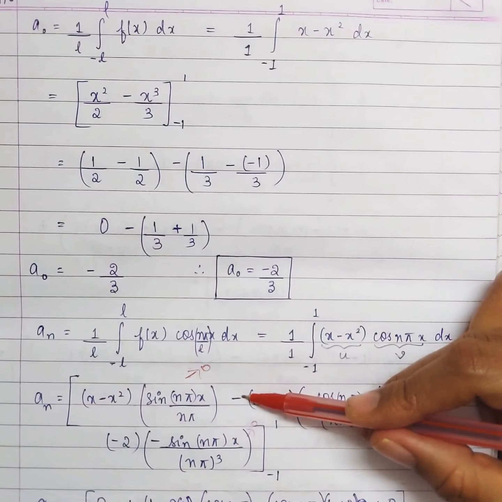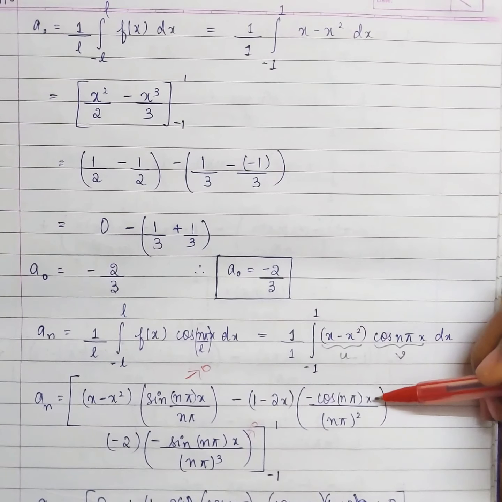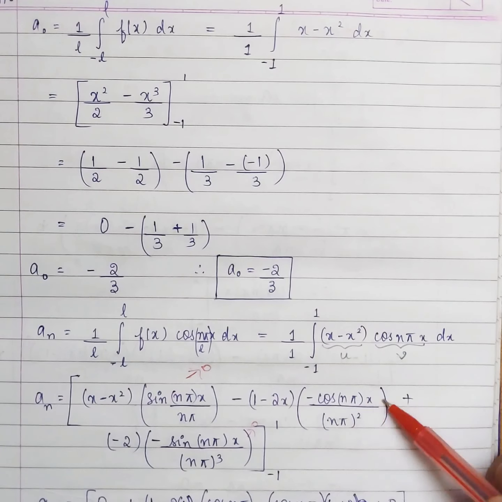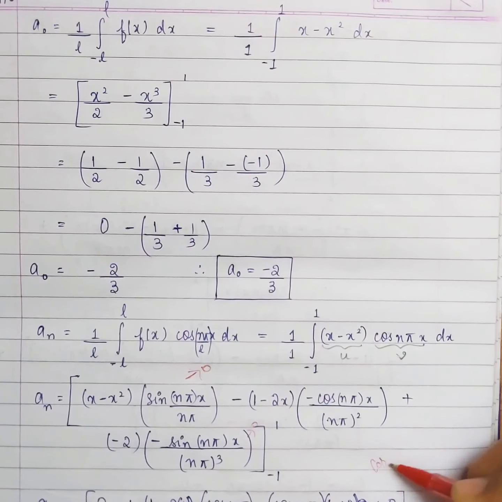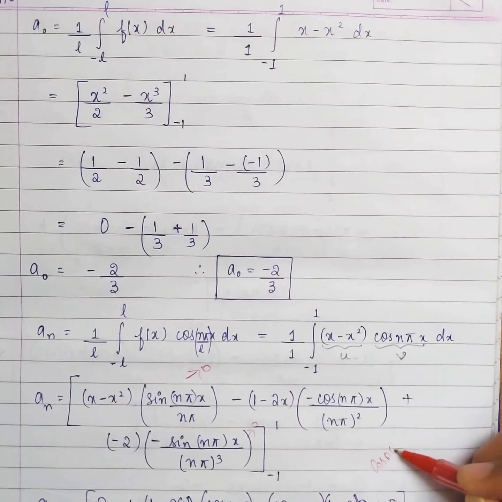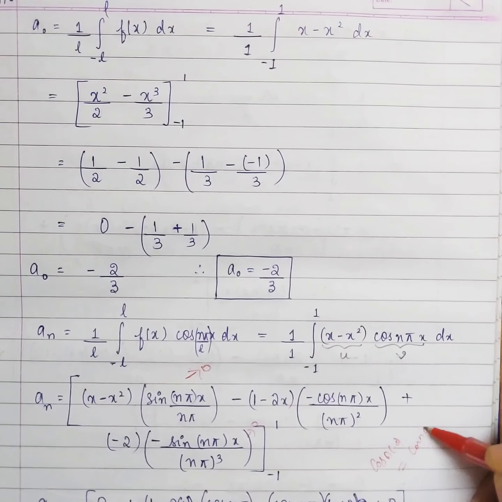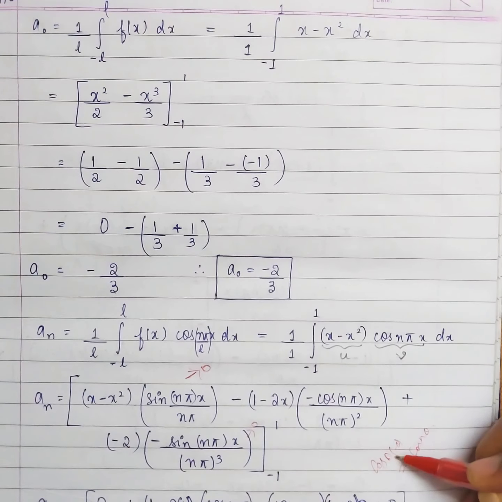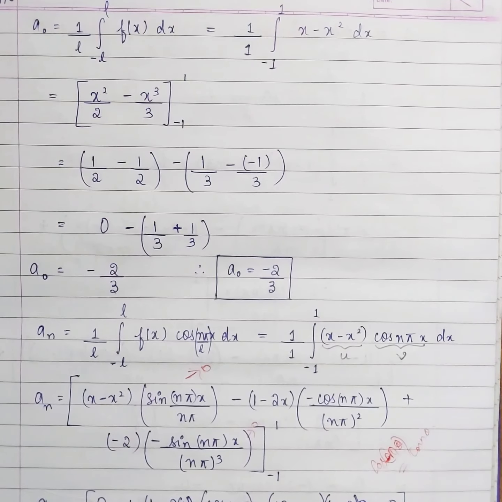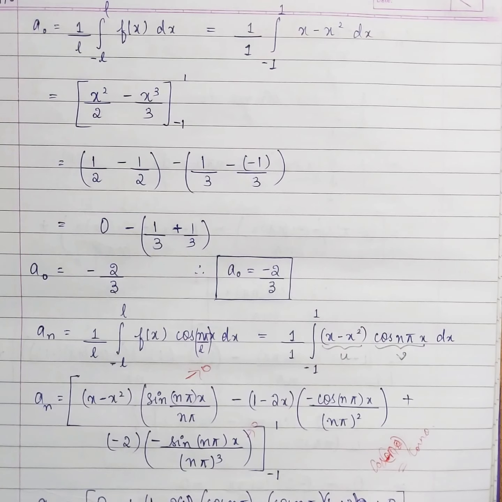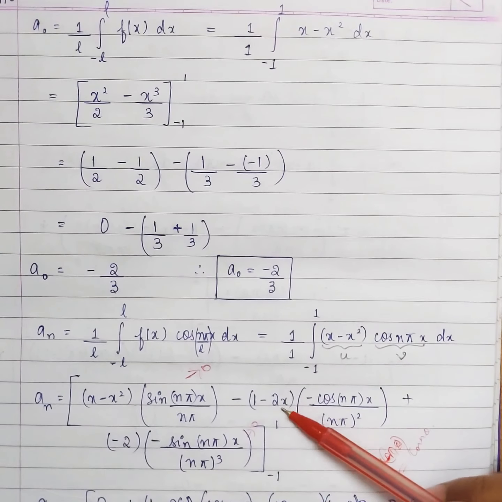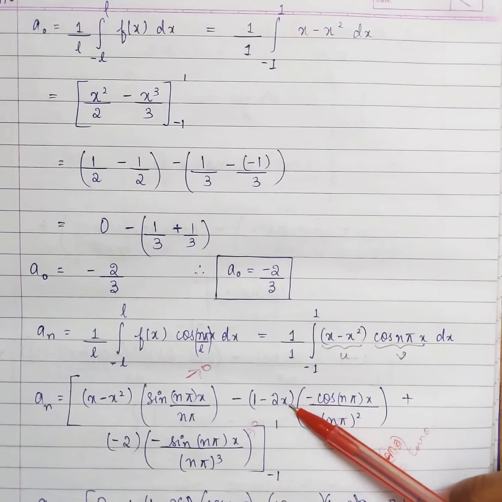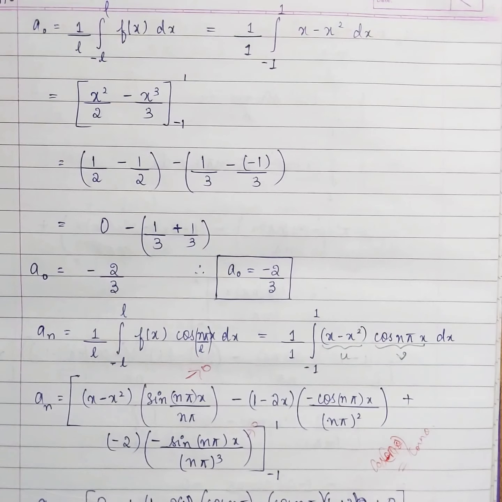This minus and this minus will become plus, and if you apply the upper limit, we will get cos n pi, and if you apply the lower limit, cos n pi of minus 1. So what is the formula? Cos of minus n theta is nothing but cos n theta, correct? Because the function is an even function, we will get cos n pi when we apply the lower limit here. And then here, 1 minus 2 into minus 1: 2 into minus 1 will become this minus, and this minus will become plus, so 2.